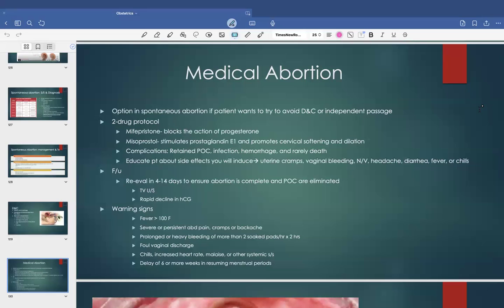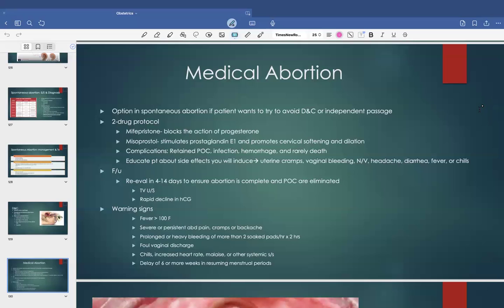You will need to educate your patients, if they have to get a medical abortion, that you are going to induce uterine cramps. You are going to induce vaginal bleeding. You are going to make them nauseous and possibly vomit. They're going to have headaches, diarrhea, fevers, chills. It is not a good feeling. They need to be educated in what's happening, what's going to happen.